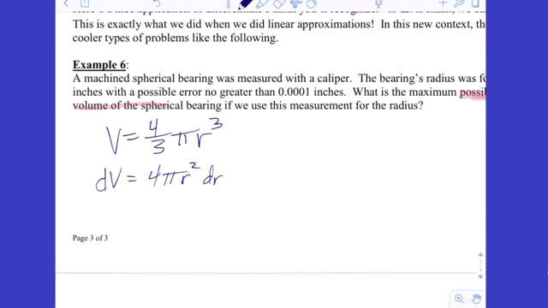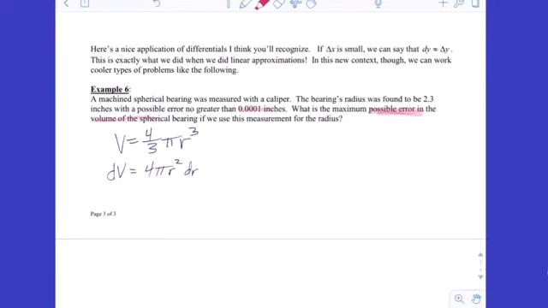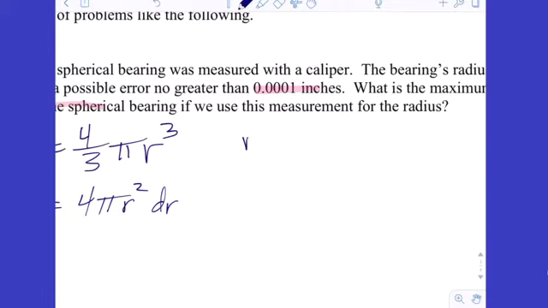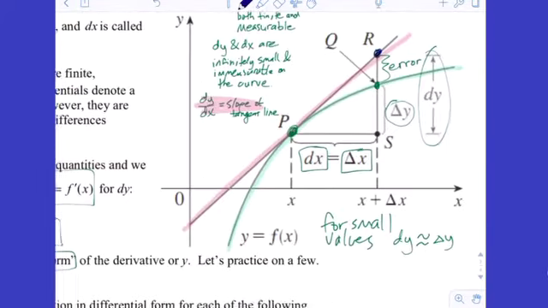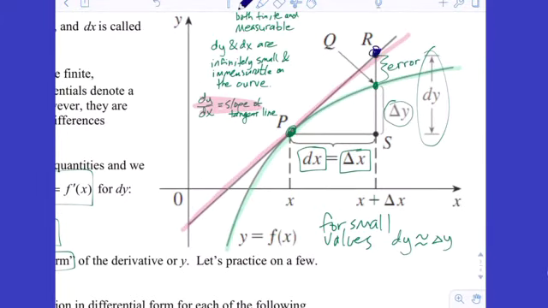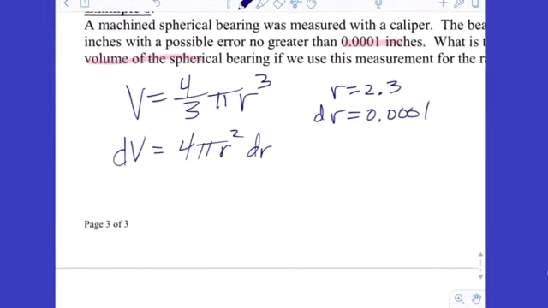If this is 0.0001, and the radius was 2.3, guess what we can label this as? We can label the radius as 2.3, and this 0.0001 we can actually label as dr. Yeah, very good. That's the maximum allowable tolerance. So we can let that equal dr. That would be this upper bound right here on the graph. And so now we could plug in.